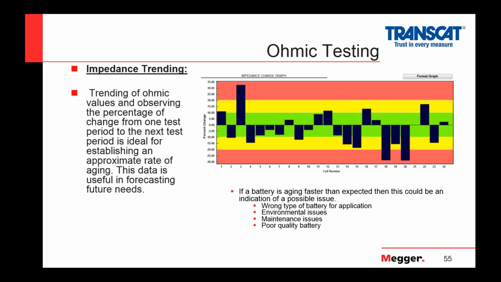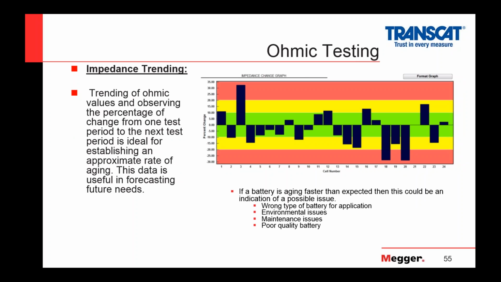The last type of testing you can do, you need software to do it. It's tracking the changes of the impedance test. And what we're going to do is look at the impedance value of each individual cell every time it was tested throughout its life and see how much it's changing. What's this going to tell us?